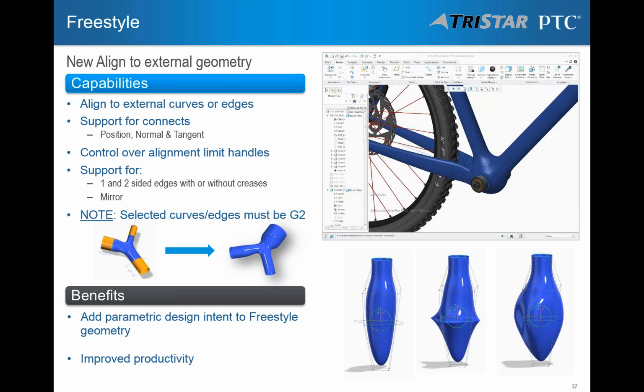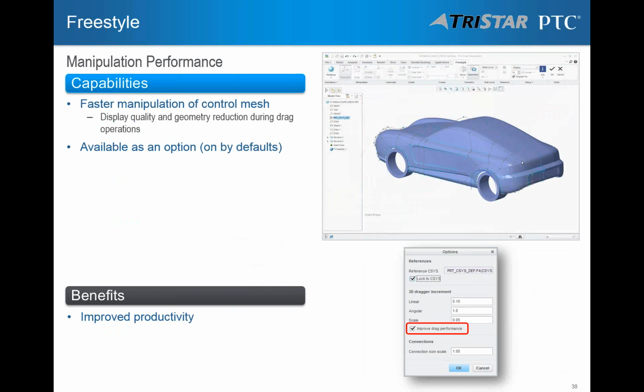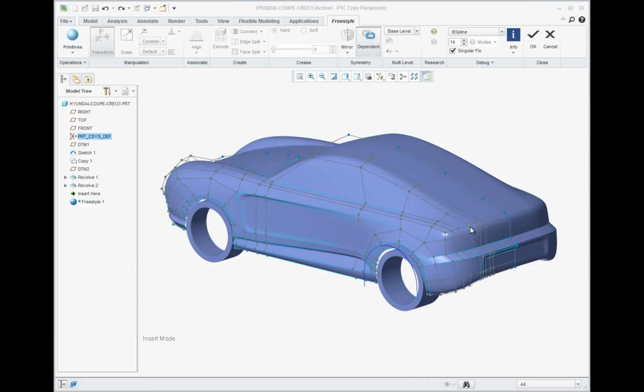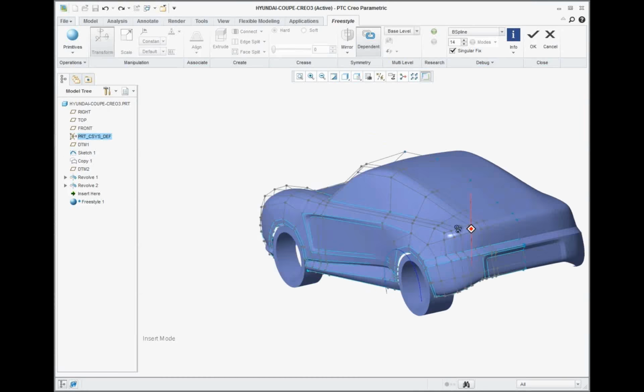So some of the benefits here are adding the parametric ability to capture design intent for Freestyle geometry, as well as improvements to productivity. When it comes to manipulating the geometry in Freestyle, we now have the ability to control the manipulation of the mesh. So basically improving the performance when dragging geometry.